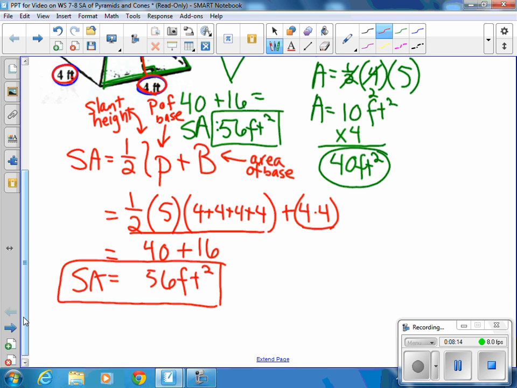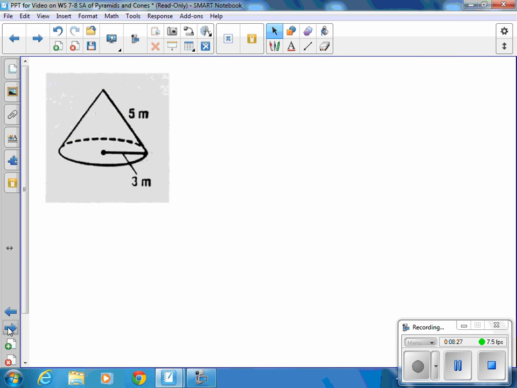This formula does get a little tricky because you have to remember a lot more things, like the slant height, the perimeter of the base, and then area of the base. So do be careful with that. All right, the next one we have is a cone. With our cone, it gets a little tricky. We really have to start with the formula almost from the get-go. But I'm going to show you again how to break it apart.